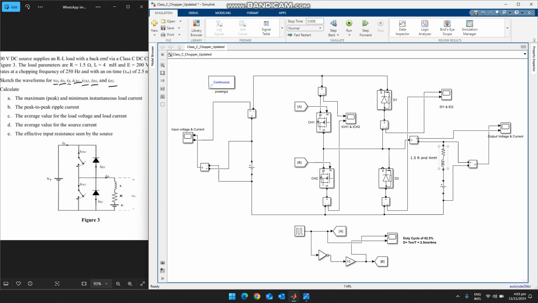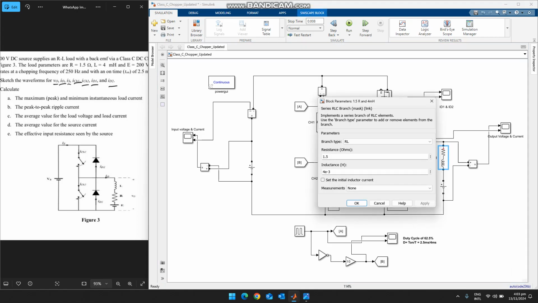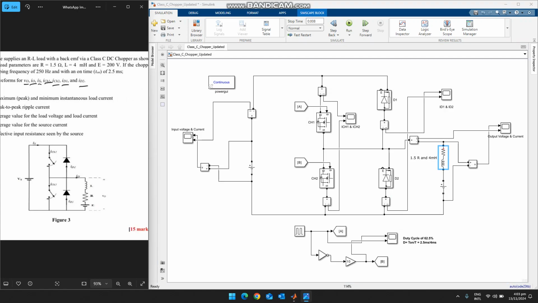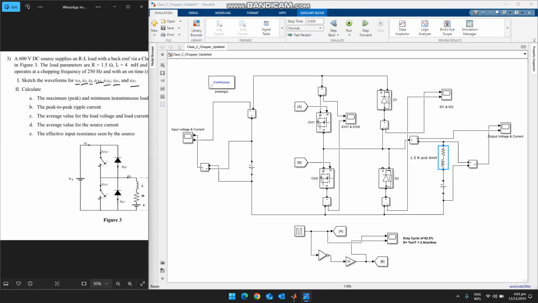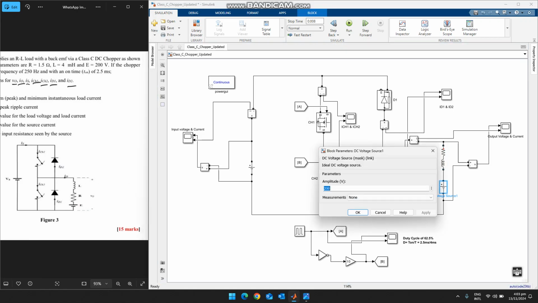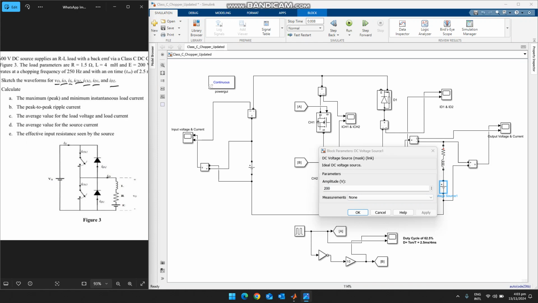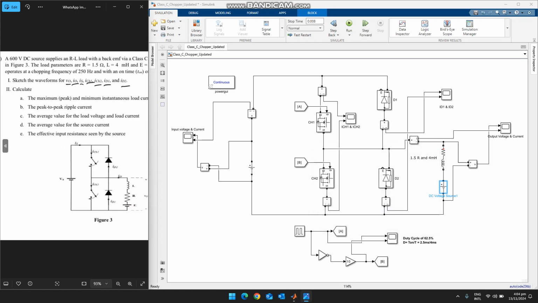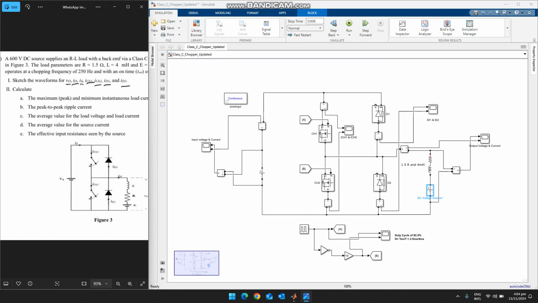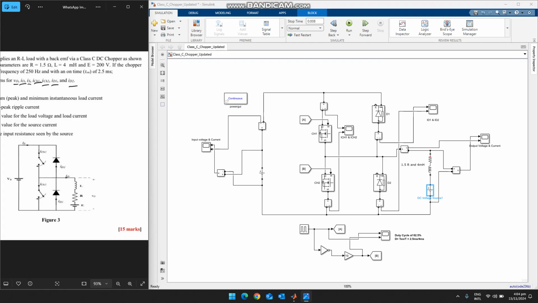Okay, now the resistance value given is 1.5 ohm and the inductance is given as 4 millihenry, which we have read. The load is with a back EMF of Class D chopper as shown in figure 3. The E voltage is another source which is opposite, and it is 200 volt. Now they say the chopper operating frequency is 250 hertz, and the T on time is 2.5 milliseconds.